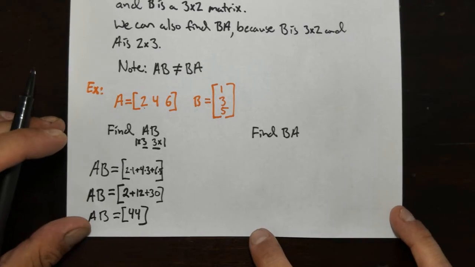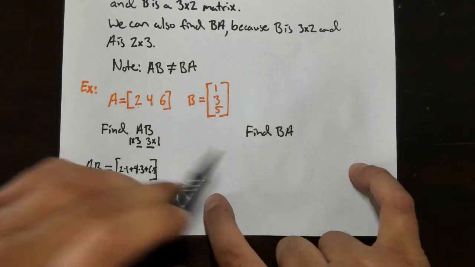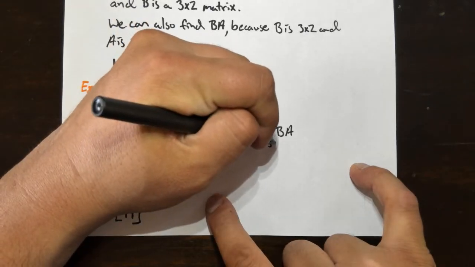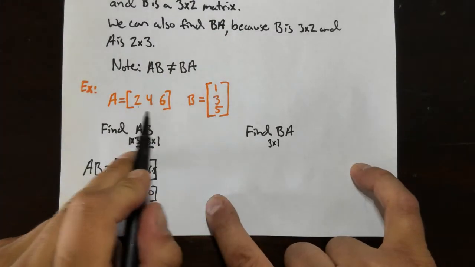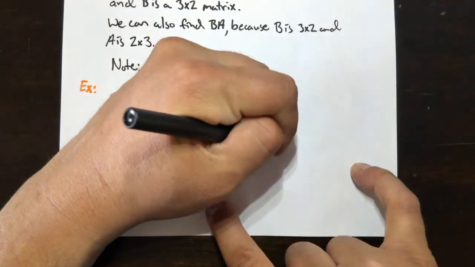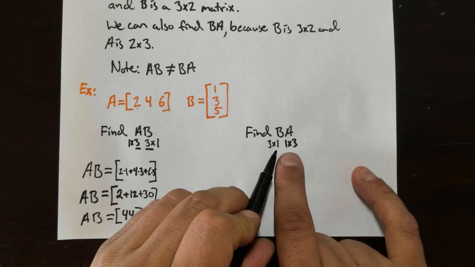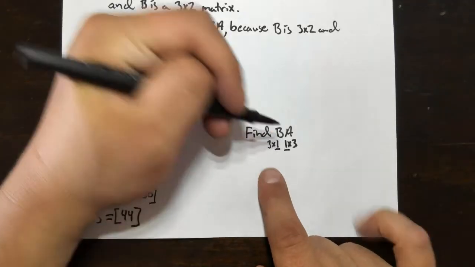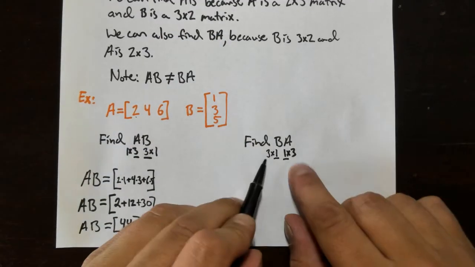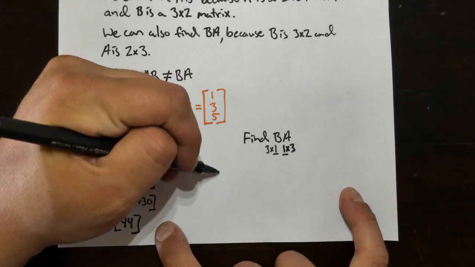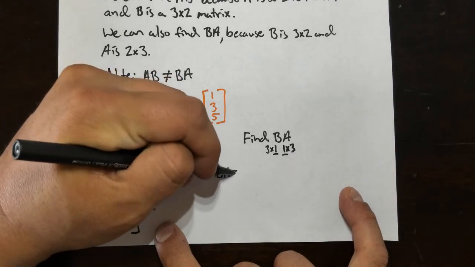Now let's find BA. First let's check if we can find BA. B is a 3 times 1 matrix, and A is a 1 times 3. I'm looking at these middle two, and they're the same, so we can multiply these together. And our resultant is going to be a 3 times 3 matrix. So let's find BA.